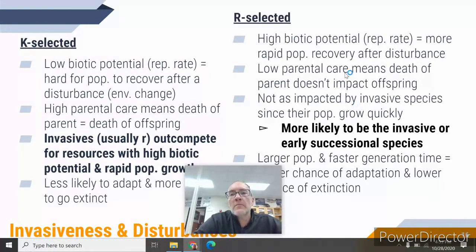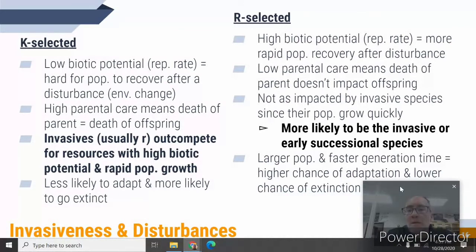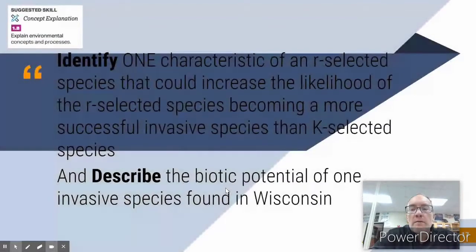R-selected, high biotic potential, low parental care. Death of the parent doesn't usually affect them, not as impacted by invasives, more likely to be invasive themselves. They are also oftentimes early successional species. We've talked about succession earlier, that produces lots of seed and can colonize a new area quite quickly. Because they have so many offspring and in such high rates, they can adapt much quicker and they are much less prone to extinction.